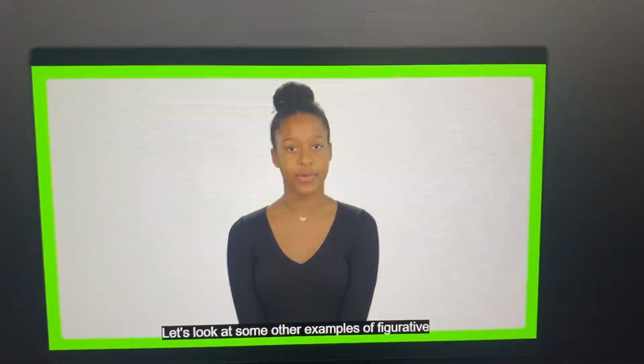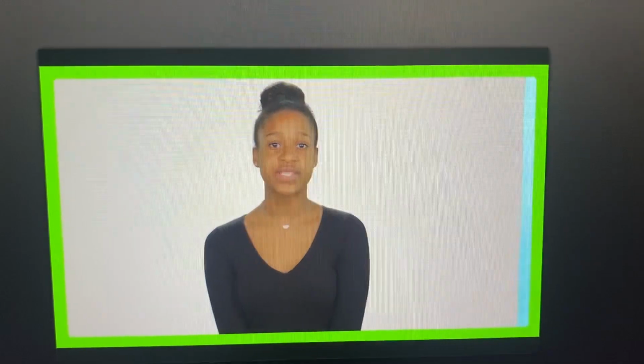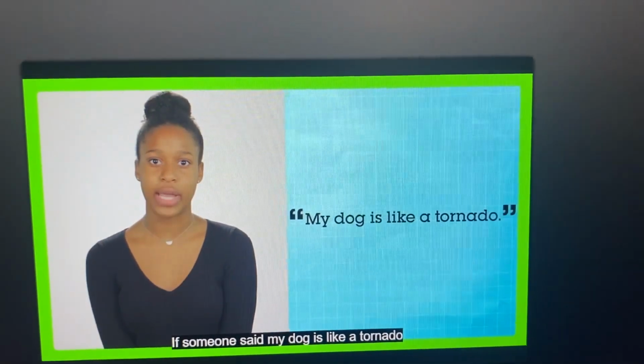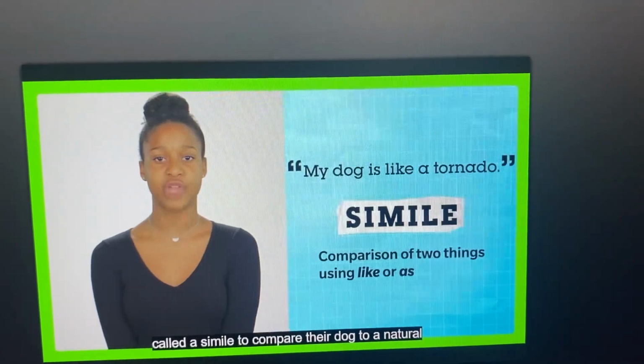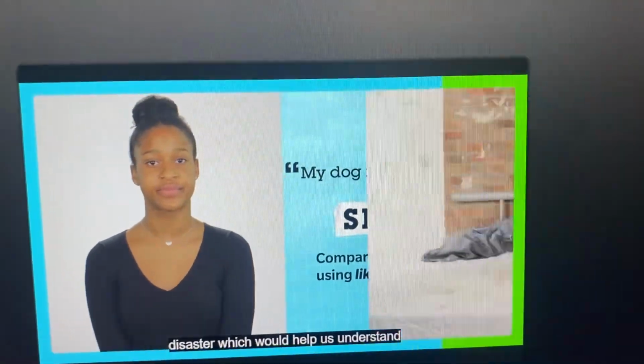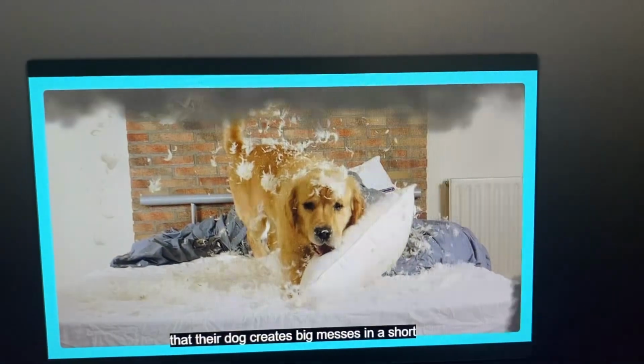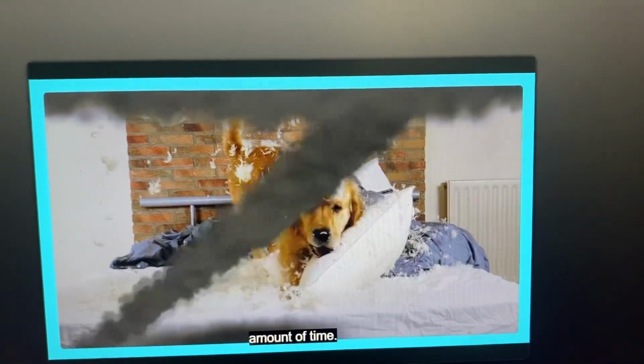Let's look at some other examples of figurative language. If someone said, "My dog is like a tornado," they'd be using a type of figurative language called a simile to compare their dog to a natural disaster, which would help us understand that their dog creates big messes in a short amount of time.